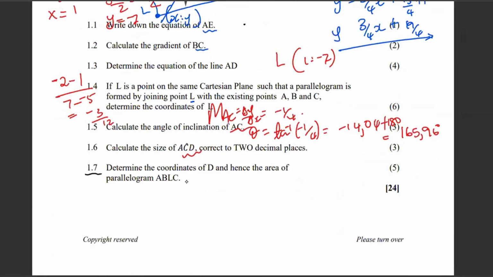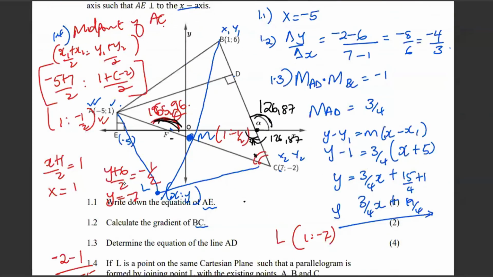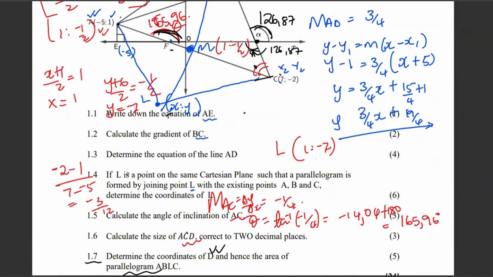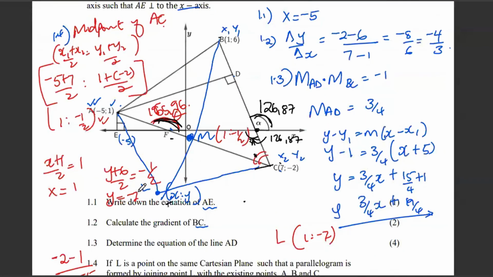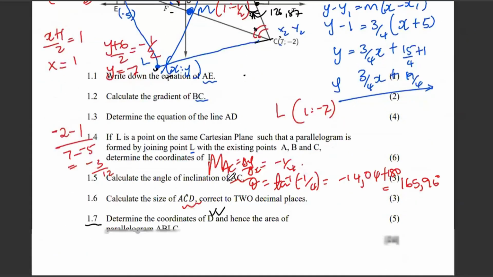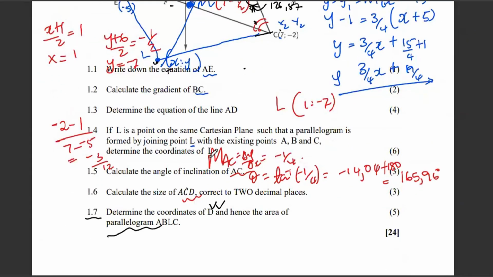Then for 1.75 marks, they want us to get the coordinates of D and then the area of the parallelogram ABLC. Now someone will say, when you look at the previous question 1.4, L is a point on the same Cartesian plane such that the parallelogram is formed by joining the points with existing A, B, and C. There is this option here, but there would also be another option in this other direction. But it's okay, let's move with the option we have, since they never told us where L is or in which quadrant L is.